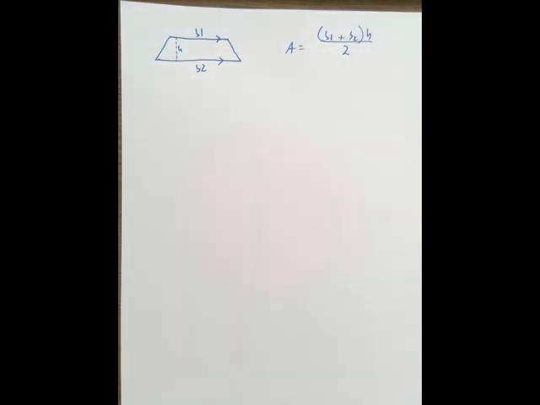And you have to remember to do the order of operations correctly. First, we add the two bases together, because they're going to be inside the parentheses. And we multiply that number by the height, whatever it is, and then at the end we divide by 2. Even if it doesn't come out evenly, that's still going to be the answer. And of course, remember, you can use your calculators on this.